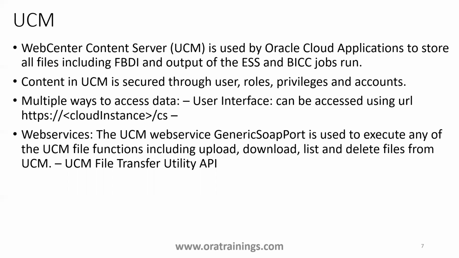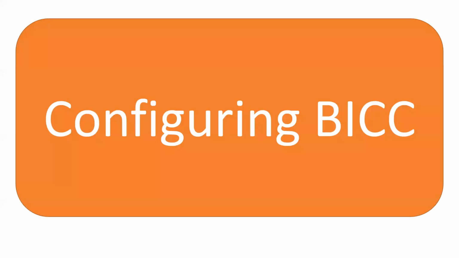It's very simple. The URL for this one is your particular cloud instance /cs, you have to mention. And how can you access the data which is there in the UCM? What you can do is from the UI, I can go to that /cs website, or the other thing is using the web service APIs, or I mean the REST APIs also, you can get the data from the UCM. Okay. And now let's get into the main topic, configuring the BICC.